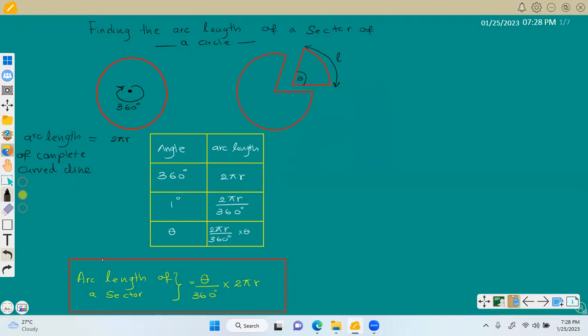Okay, I am explaining it again. Then if it is 360 degrees, what is the arc length? It is 2 pi r. Okay. Then for 1 degree, it is 2 pi r upon 360. That means to find the 1 degree, we have to divide 2 pi r by 360.